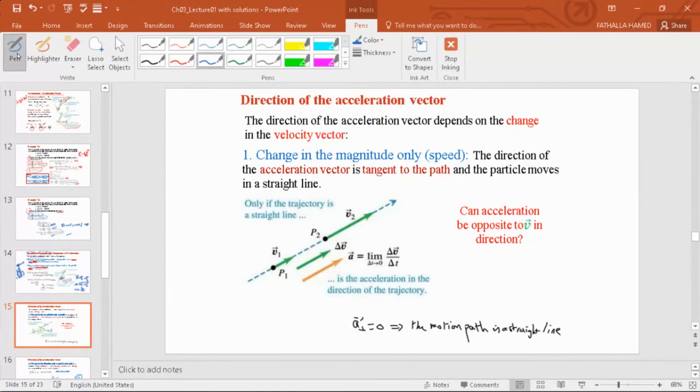So if you're only changing the magnitude of your velocity, which is the speed, well, in that case, your perpendicular component of the acceleration is 0 because you're not touching the direction. And the velocity vector and the acceleration vector are parallel to each other. They could be anti-parallel in the case when you're trying to slow down. Okay.